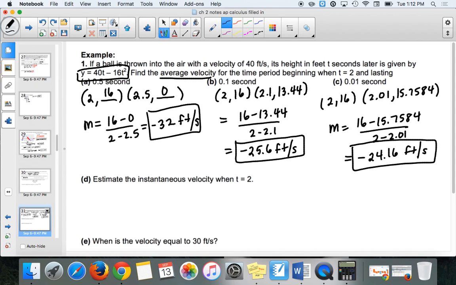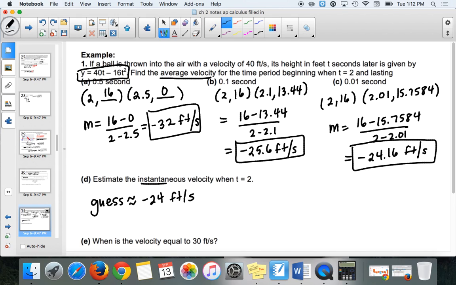All right, so it says estimate the instantaneous velocity when t equals 2. So we're getting closer and closer to getting the slope at a single point, right? We're doing that limiting values thing. We're taking them and scooching them closer and closer. So it looks like it's going to be pretty close to negative 24. So my guess is approximately negative 24 feet per second.